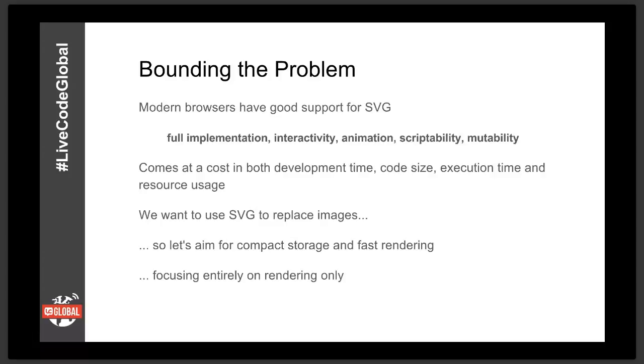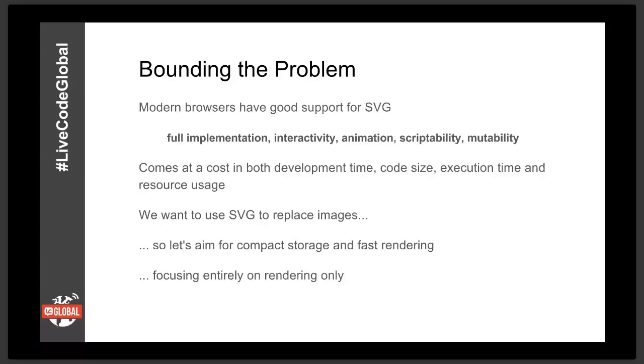As I said, it's taken many years for browsers to get to the point where they fully support SVG, or even close to fully support SVG. So when I scratched my head about what we are actually going to aim for, I had to cut the problem down slightly. If the goal is for us to use SVG to replace images, the first thing we want to aim for is to be able to do it using as little memory as possible and to render as fast as possible.